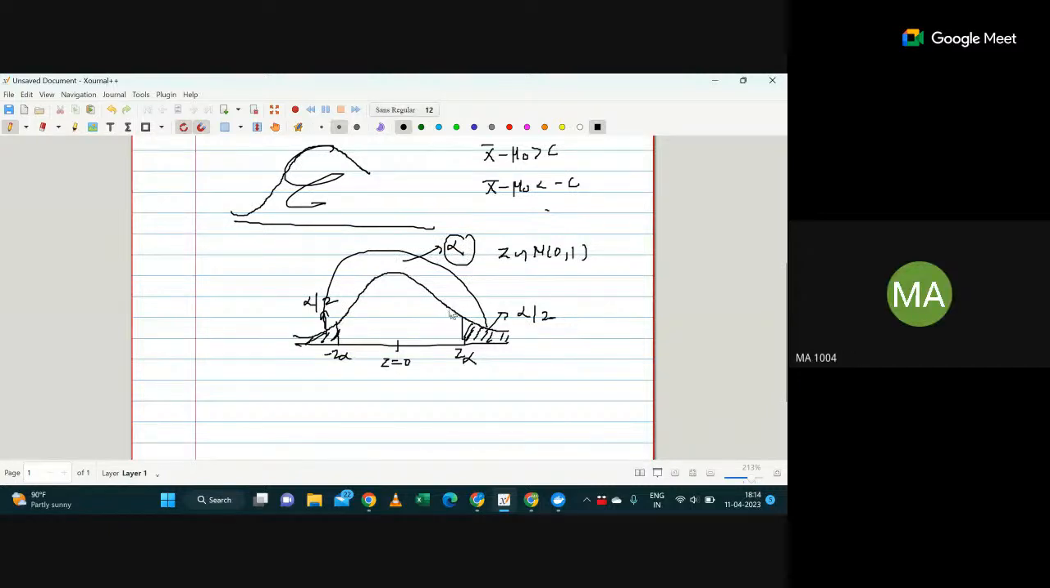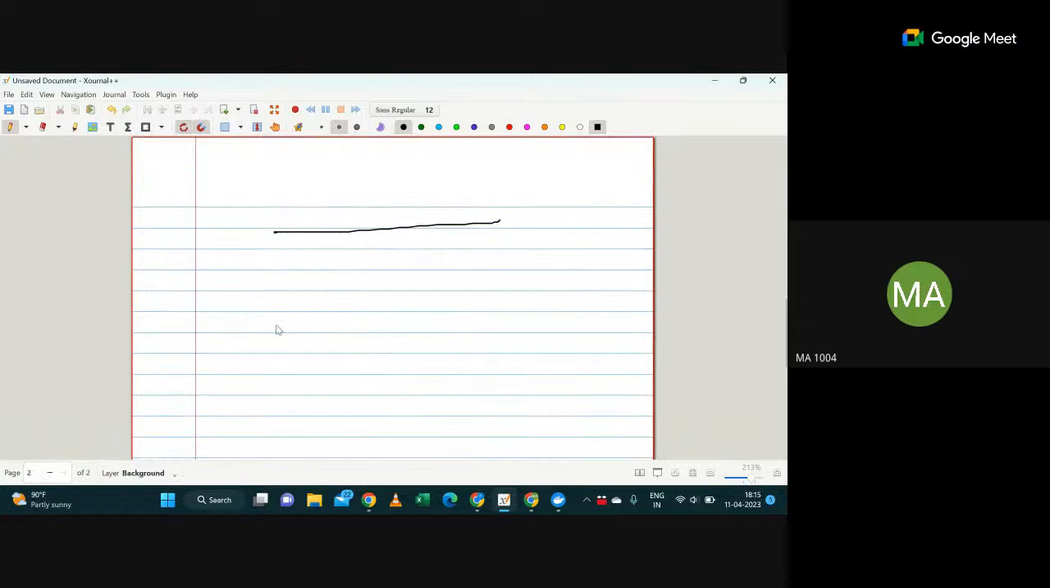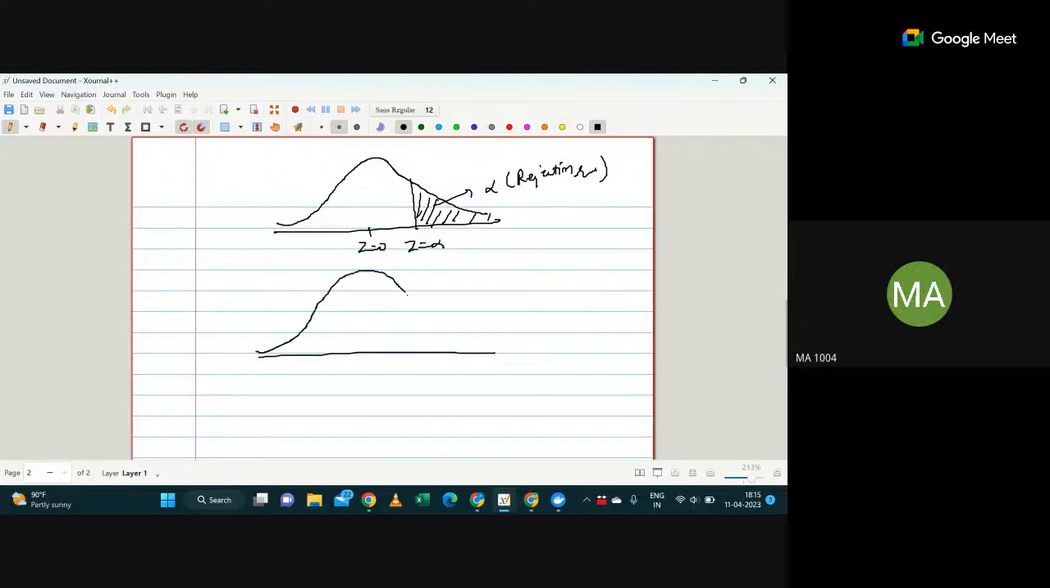Right. Now in case of the right tail test, suppose this is z equal to 0, there is symmetry. In the right tail test we are considering only this part. This is my alpha, this is my rejection region, correct? Right. And in case of the left tail test, suppose this is z equal to 0 and this is minus z alpha; we are considering only this left part. Clear this one?